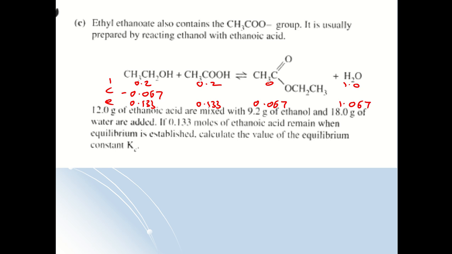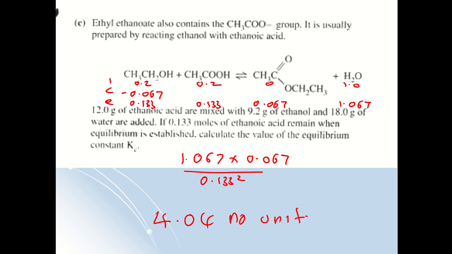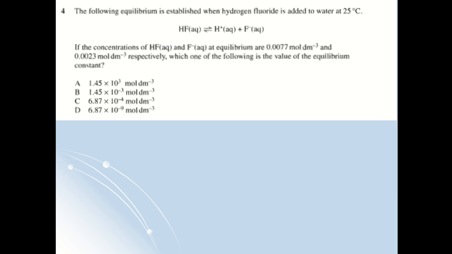We don't need to convert the concentration because the moles on the left are equal to moles on the right. Okay, so 1.067 multiplied by 0.067, divided by 0.133 squared. Okay, 1.067 times 0.067 divided by 0.133 squared gives me an answer of 0.04, and remember there are no units because the number of moles on the left hand side equals moles on the right hand side. Okay, another couple to do here, and then hopefully you guys will have gotten on to how to do these.